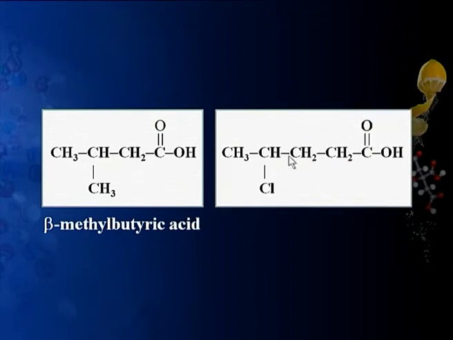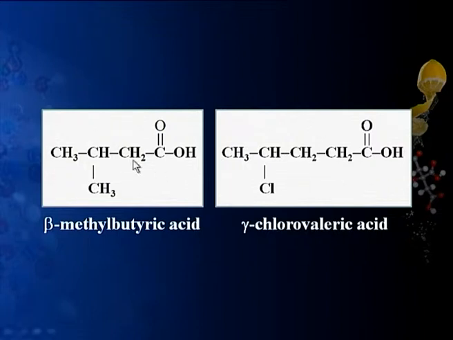1, 2, 3, 4, 5. This acid has got a 5 carbon chain. So this is valeric acid, and there is a chlorine present at the gamma position. So this is named as gamma chlorovaleric acid.